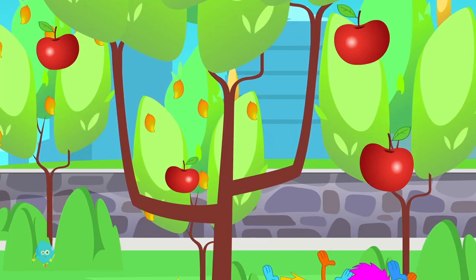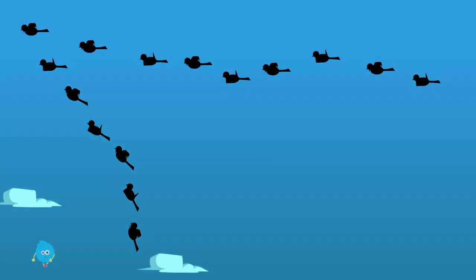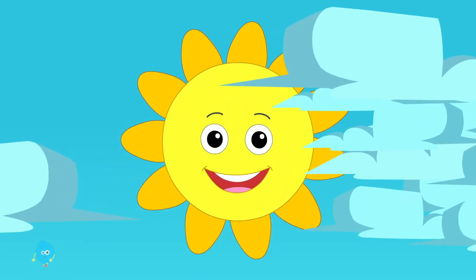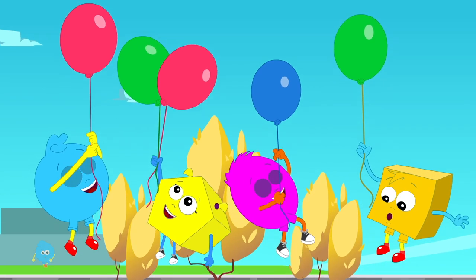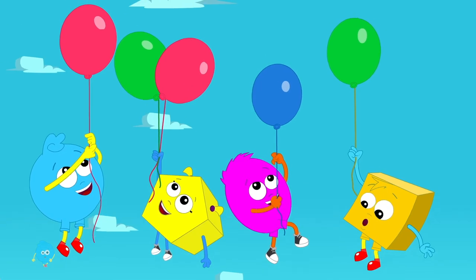An apple is red, red, red. The sky is blue, blue, blue. The grass is green, green, green. The sun is yellow, yellow. So many colors everywhere. Look at them all around.